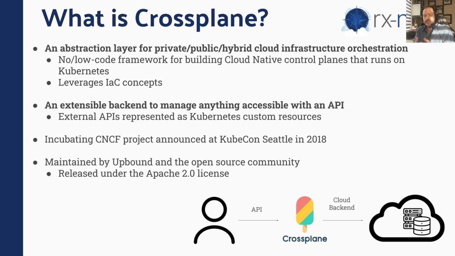So think about Ansible playbooks, right? Those are written in YAML. You've got Terraform configuration files, right? Those things are all checkable into Git and help us with GitOps workflows. And Crossplane is no different because we're using manifests in Kubernetes. And in reality, it's an extensible backend to really manage anything with an API. So that API is essentially represented as Kubernetes custom resources.